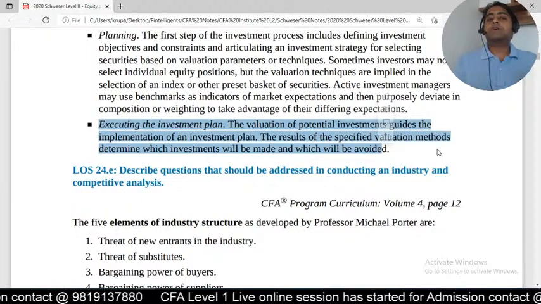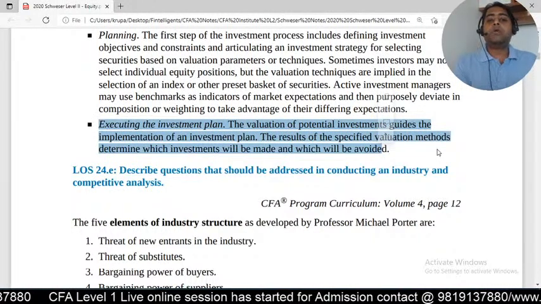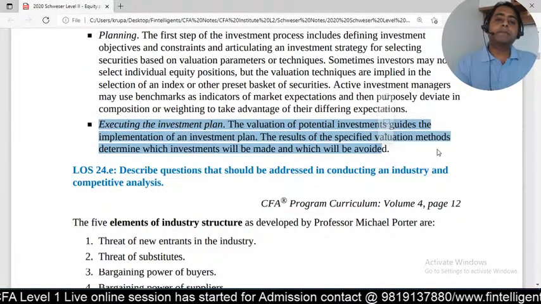Some of the stocks you will buy, some of the stocks you will sell, because you might feel that these stocks are overvalued. You don't want to bring them into the portfolio.